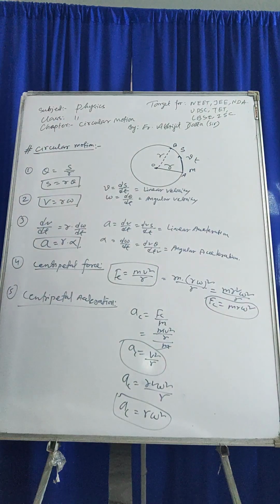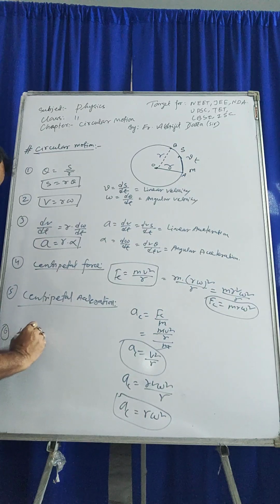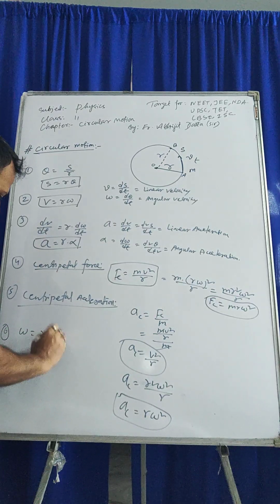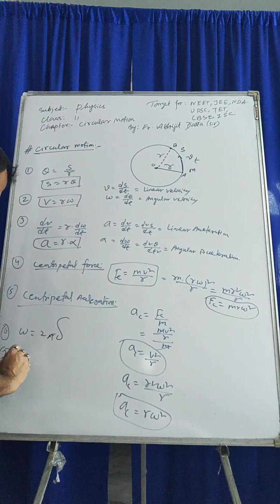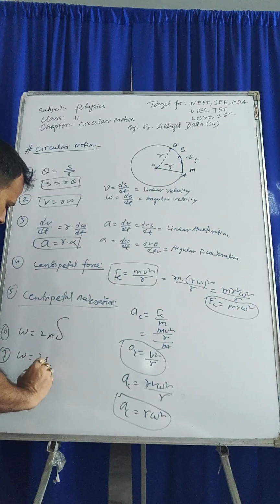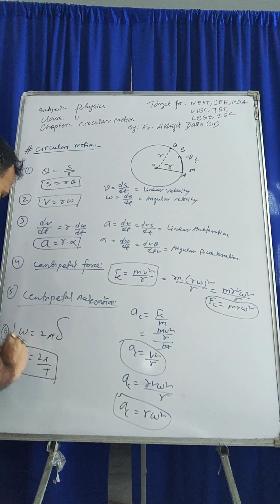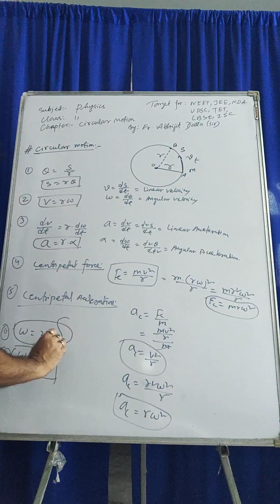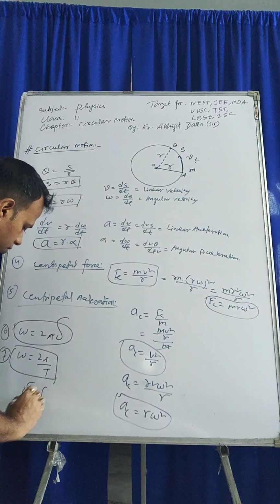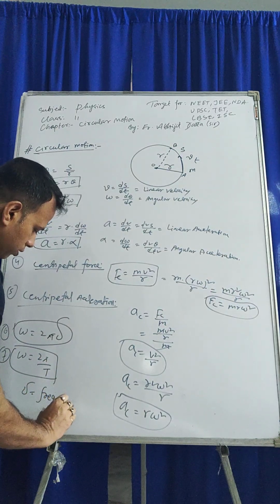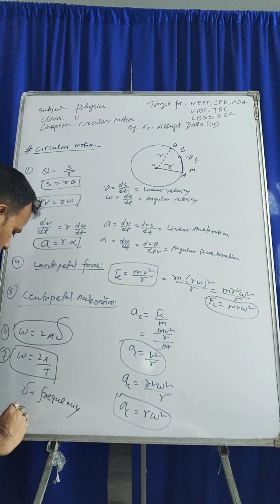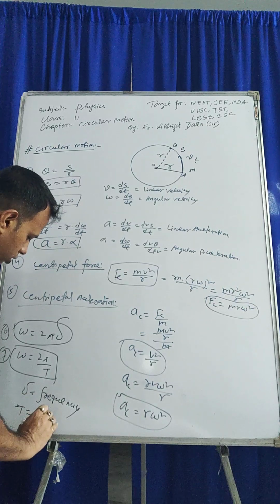See, here are other formulas, relation between. There is another formula, that is omega equal to 2 pi nu, and seventh number is omega equal to 2 pi by T. So these are the other two formulas. Nu here means frequency, and T means time period. Okay, T means time period.